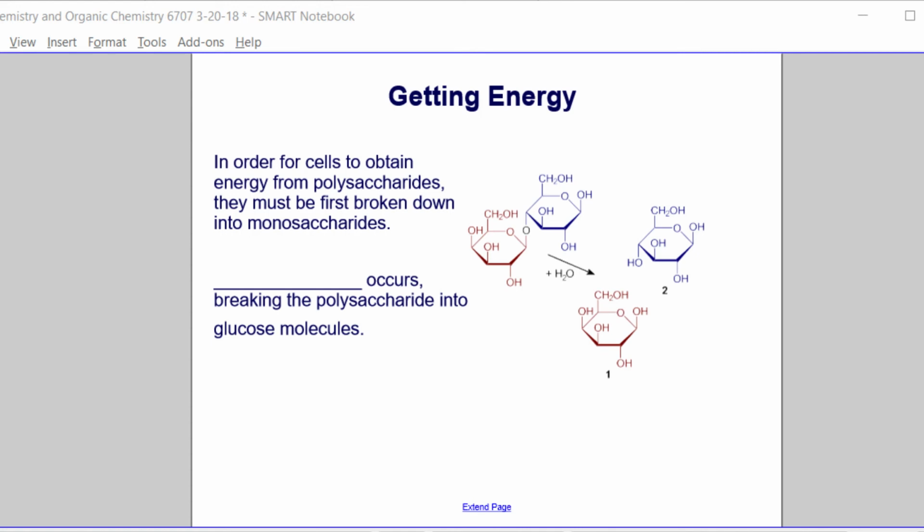And again, if I'm going to add water here to break this bond, I'm using water to break the bond, and we call that hydrolysis. So hydrolysis occurs breaking the polysaccharide into glucose molecules.